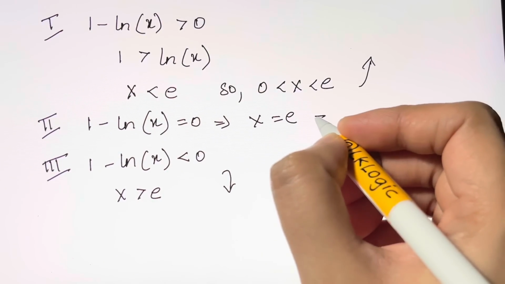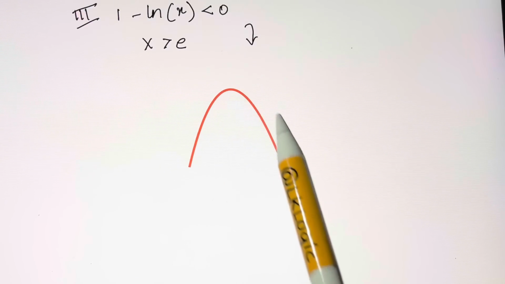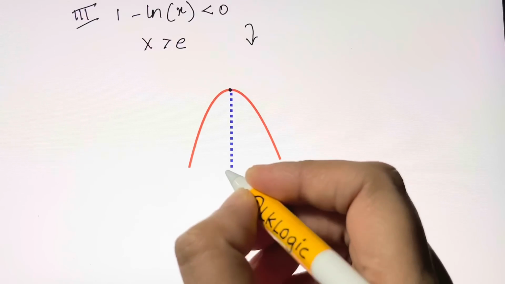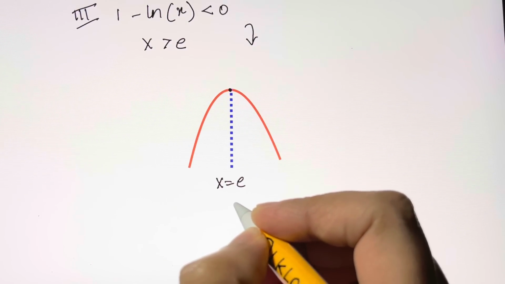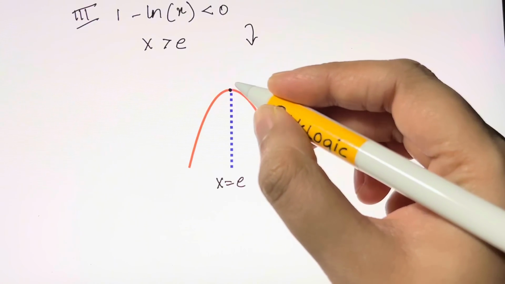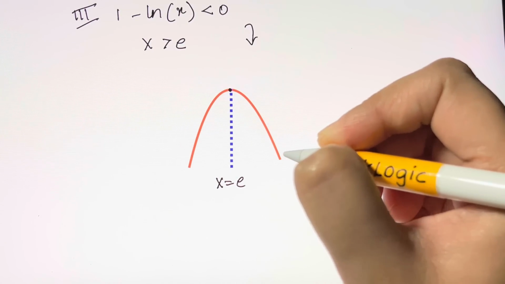And when x is equal to e, it has a maximum value. So the function looks like this. This is the point where you have the maximum value, that is x is equal to e. On this side, x is less than e, that means the function is increasing. And here the value of x is greater than e, therefore the function is decreasing.